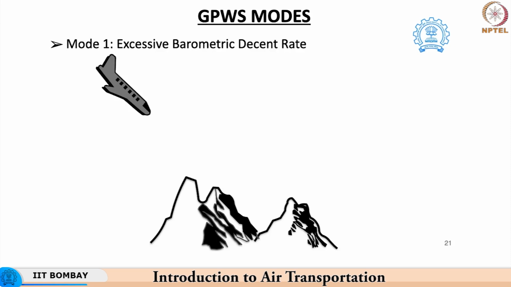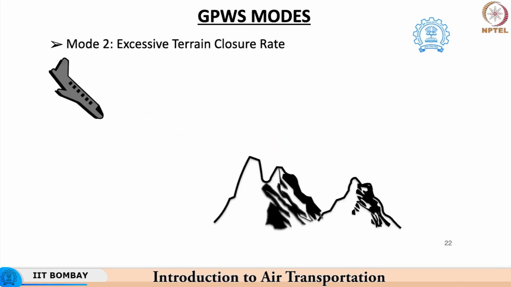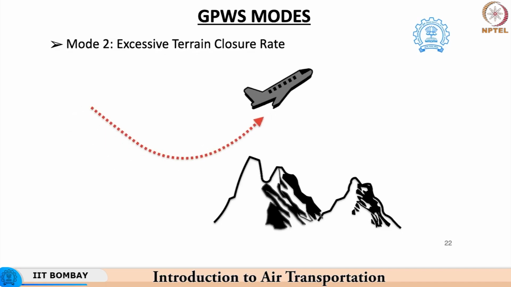When an aircraft is descending at a very steep rate, such type of warnings will be given. Mode 2 warning basically entails the warning which is given to the aircraft when the aircraft is approaching the terrain at a very fast rate.